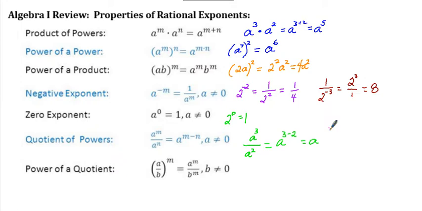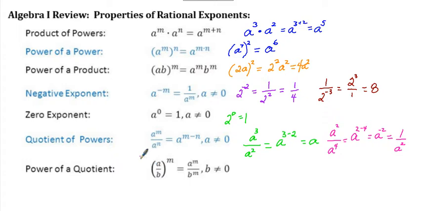Or we could exemplify this with a squared over a to the 4th. We always take top minus bottom, a to the 2 minus 4, or a to the negative 2. What did I just say we do with negative powers? We put them to the bottom of a fraction. So the final written answer for this should be 1 over a squared. Okay?